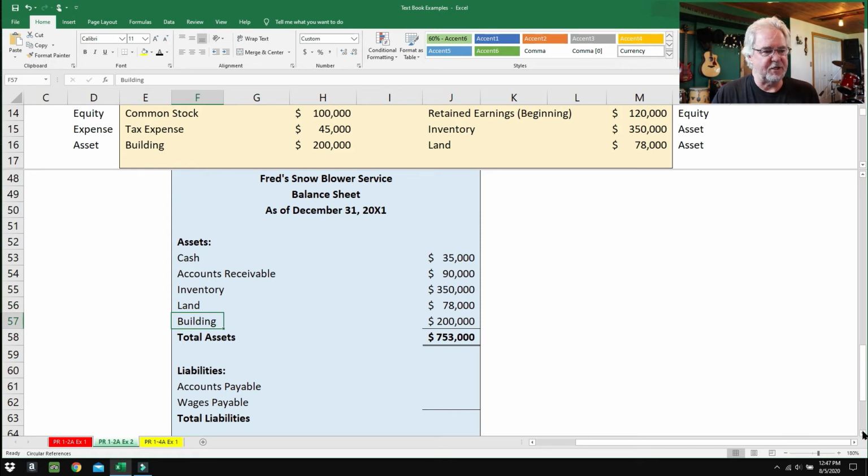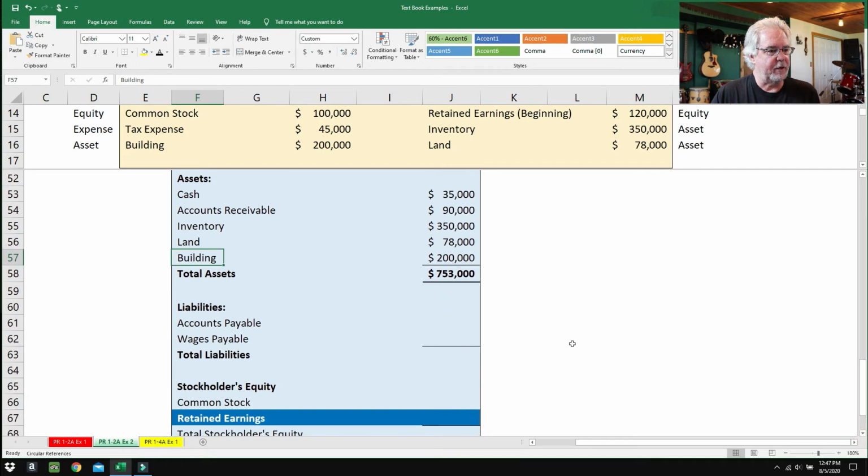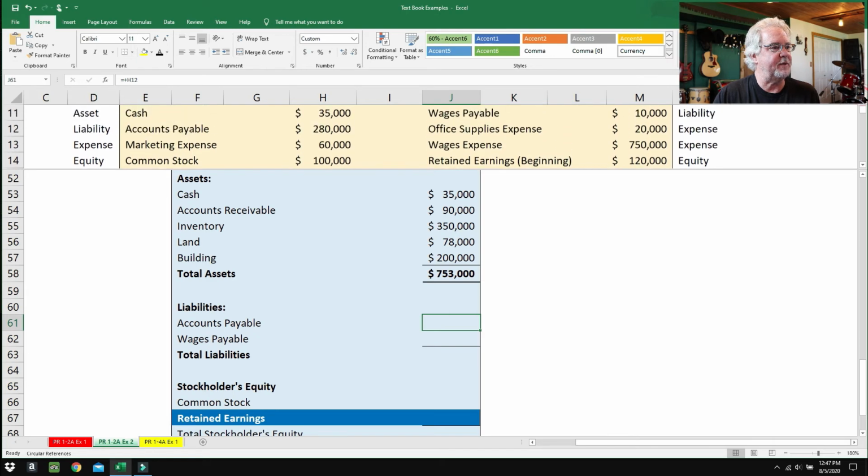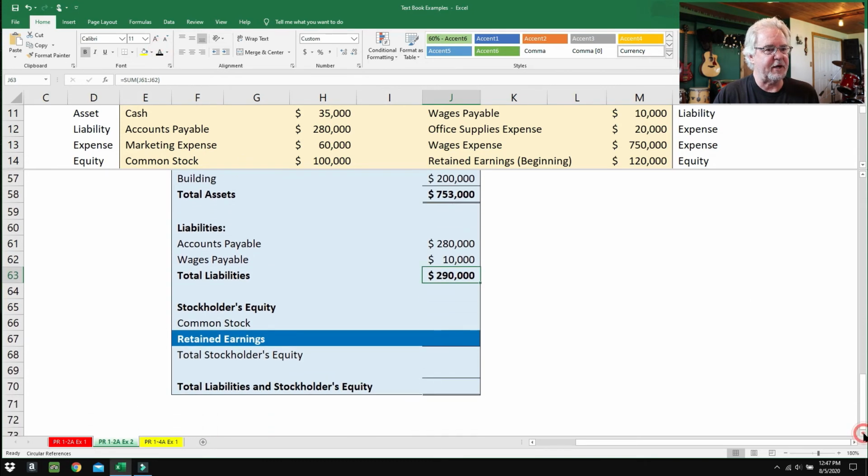So coming down to the liabilities, here we are, accounts payable. Let's see what accounts payable is. It's right up there. It is 280,000. Wages payable. There it is. There's that wages payable. Not wages expense, but wages payable. This is a bill. Add it up. 290,000. There you go. And here's the last part of it, stockholders' equity.